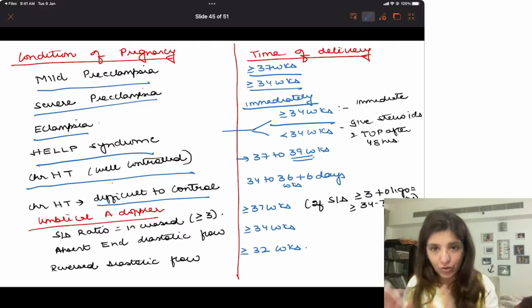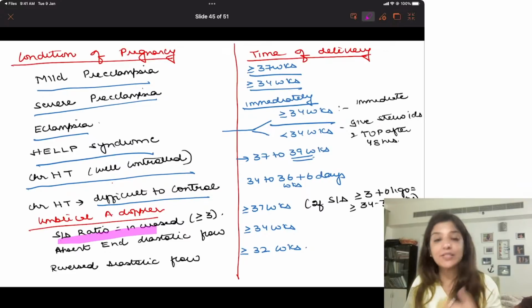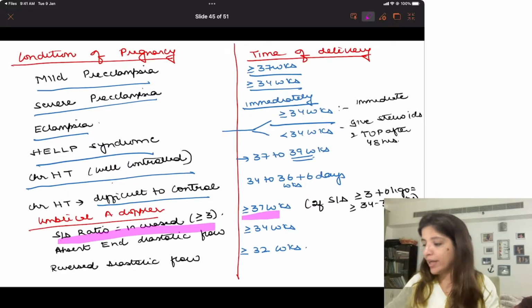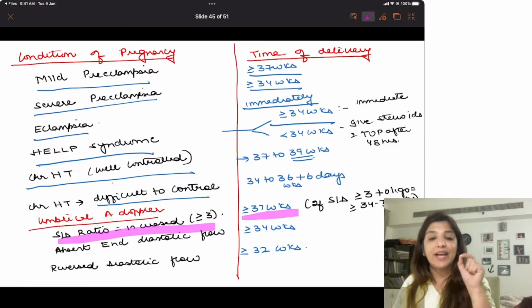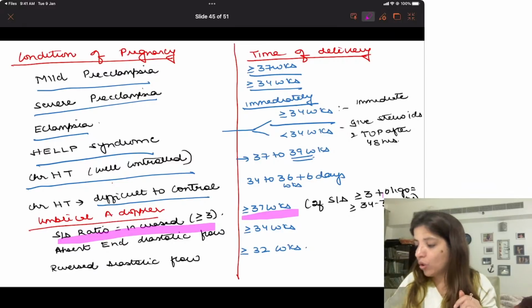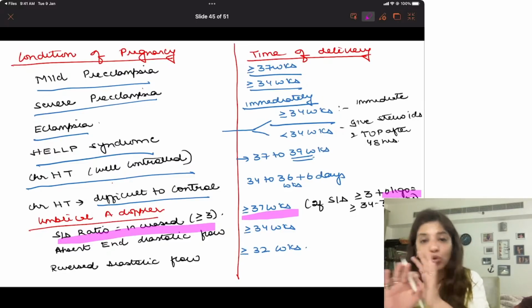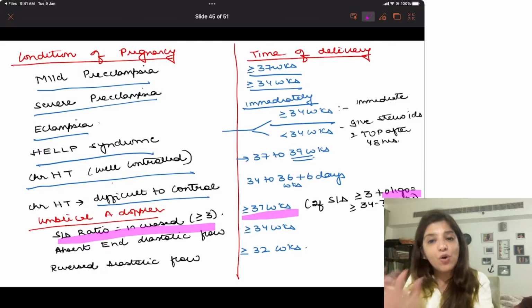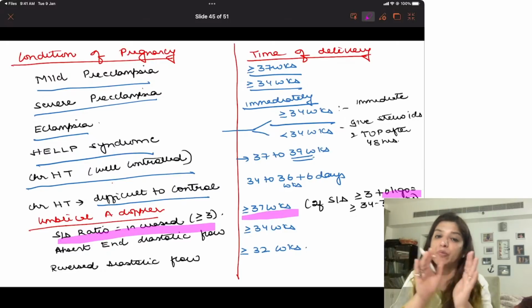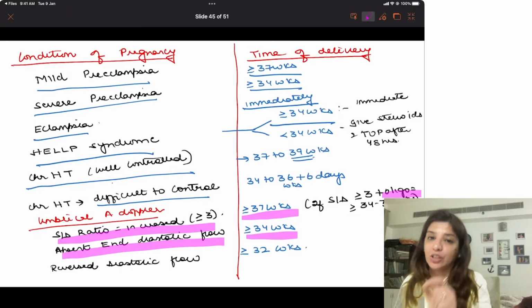Now, when we talk about umbilical artery Doppler, if SD ratio is increased to more than 3, then you are going to deliver the patient at 37 weeks. But if the question says that SD ratio is high and there is oligohydramnios, then you are going to deliver between 34 to 37 weeks, right? SD ratio more than or equal to 3, no oligohydramnios, time of delivery 37 weeks, more than or equal to 37 weeks. SD ratio high and oligohydramnios, time of delivery will be between 34 to 37 weeks. Absent end diastolic flow, time of delivery 34 weeks.